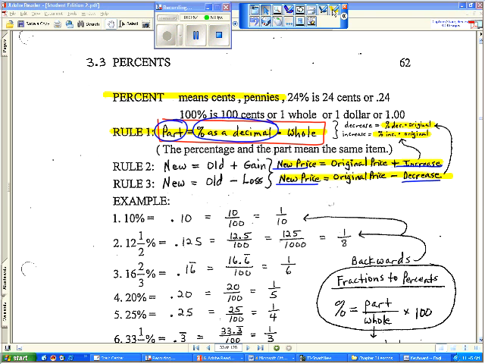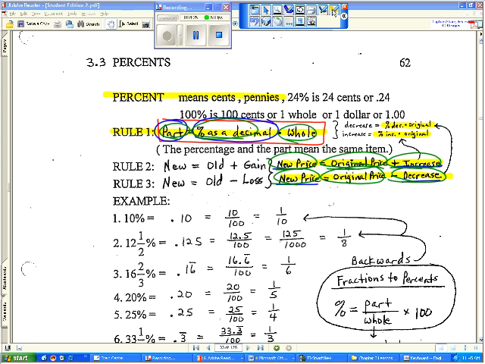Yes, sir. Right. And so the statement is, we have trouble knowing which one to use, and that's what we're going to look at. Okay? What we have to do is look for these words, right? We're going to look for new, original, increase, decrease, part, percent, whole.